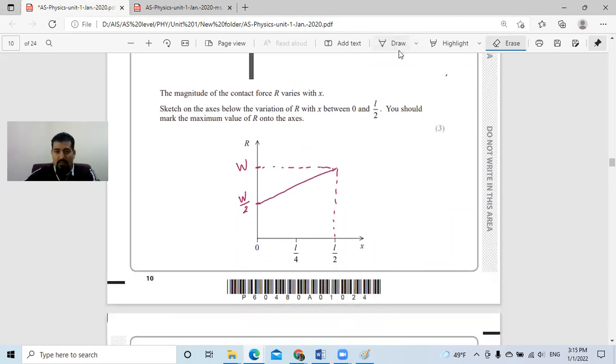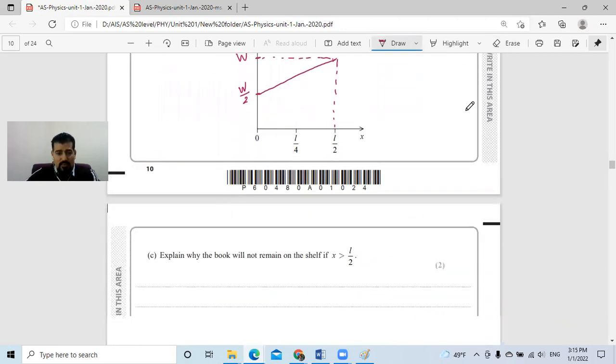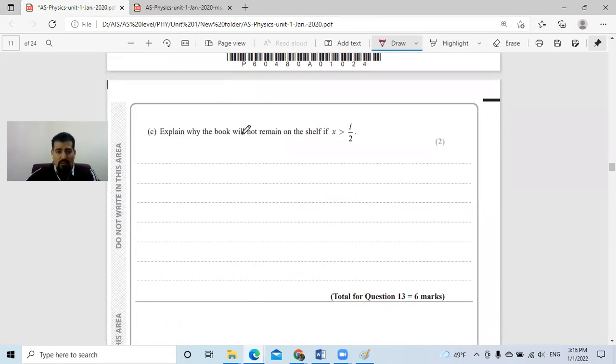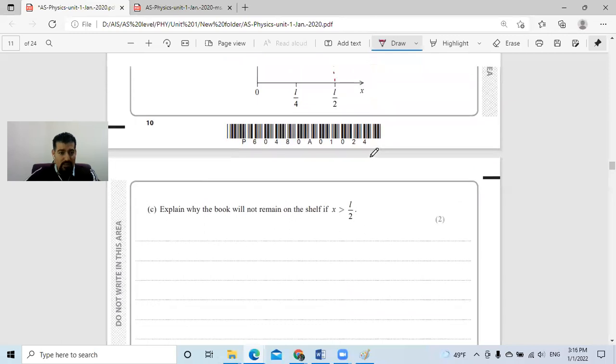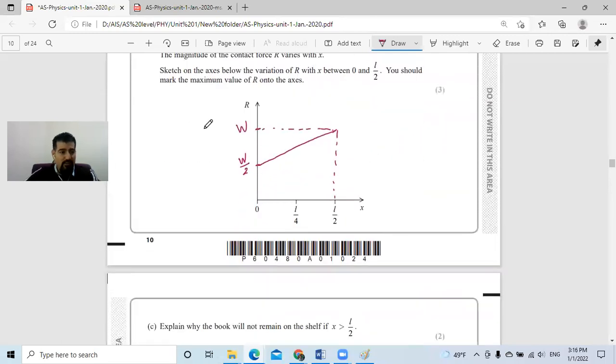Okay, let's move on. Explain why the book does not remain on the shelf after x equals half. Can I repeat what, Hamza? You give me the answer.